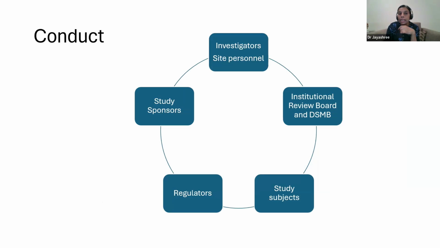So after planning comes the actual conduct of the trial. That involves several stakeholders, starting from the study sponsors. There would be site personnel, which are the investigators, the co-investigators, the research coordinators, and many other site personnel. There will be an approval body in every institute where a trial is conducted, which is routinely called the Institutional Review Board. There could be an additional approval authority in the form of what we call the DSMB, or the Data Safety Monitoring Board, the study subjects, of course, and several regulators. So the conduct of the trial has several stakeholders, and there are several ethical considerations for each of these stakeholders.